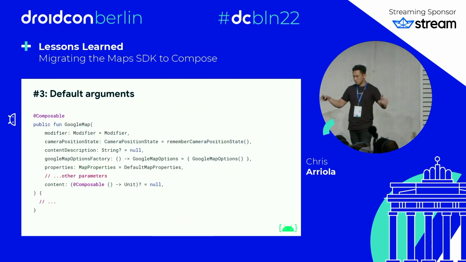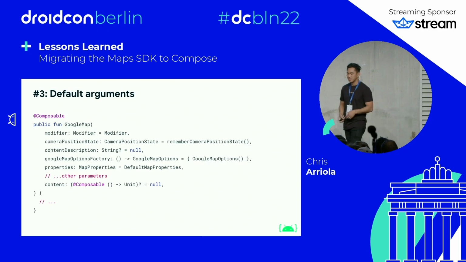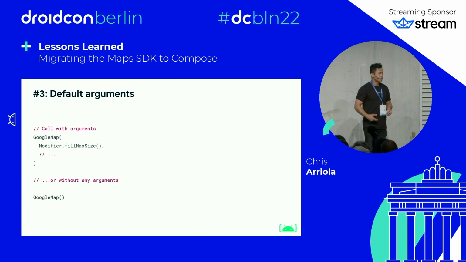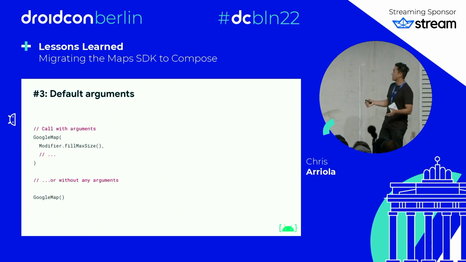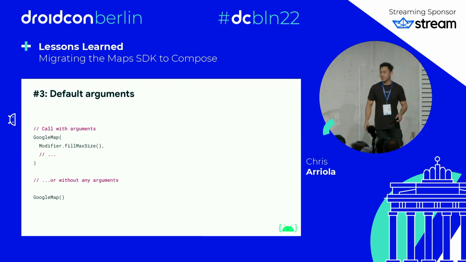So which Kotlin features does Maps Compose use? Default arguments are used by the Google Map composable function. You can pass in arguments if you want, or you can call it without any arguments. It's not a very useful map, but you can do that if you want.